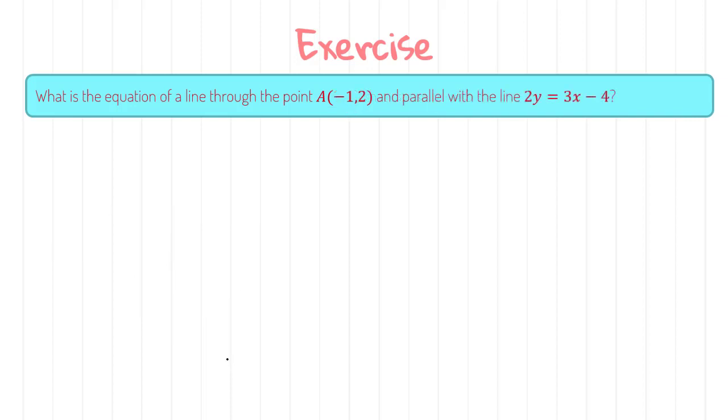And then now for the next exercise, I have a question here. What is the equation of a line through the point A (-1, 2) and parallel with the line 2y = 3x - 4? So I will give you some time to solve this question.